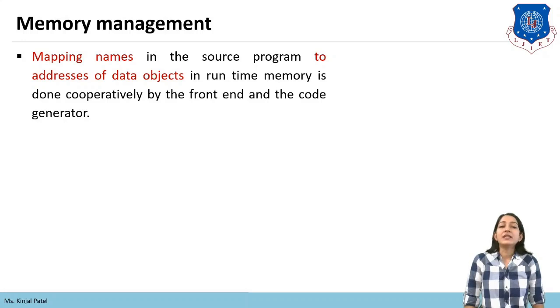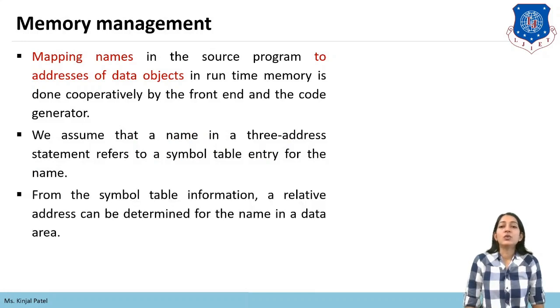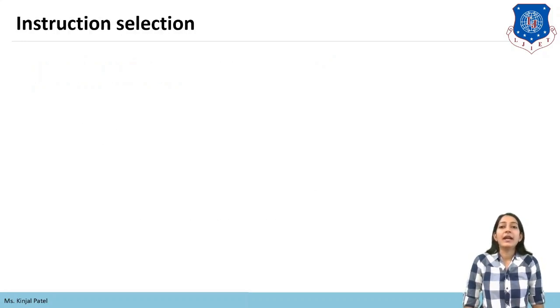So mapping names in the source program to addresses of data objects in the runtime memory is done cooperatively by the front end and the code generation. We assume that a name in the three address statement refers to a symbol table entry for the name. From the symbol table information, a relative address can be determined for the name in the data area. So in memory management, to manage the memory, the symbol table data structure is used for the front end, and when we want to store the three address statement, we refer to the symbol table entry.